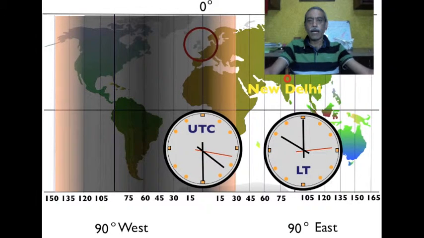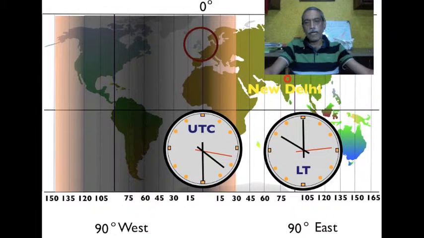So we come back to Greenwich. When it is 10 a.m. in the morning at New Delhi, it is 4:30 a.m. at Greenwich. The sun is just about rising, and it's early in the morning.